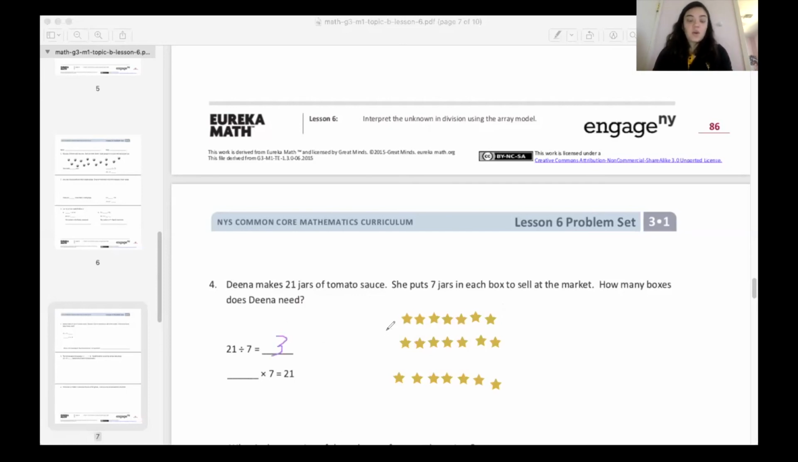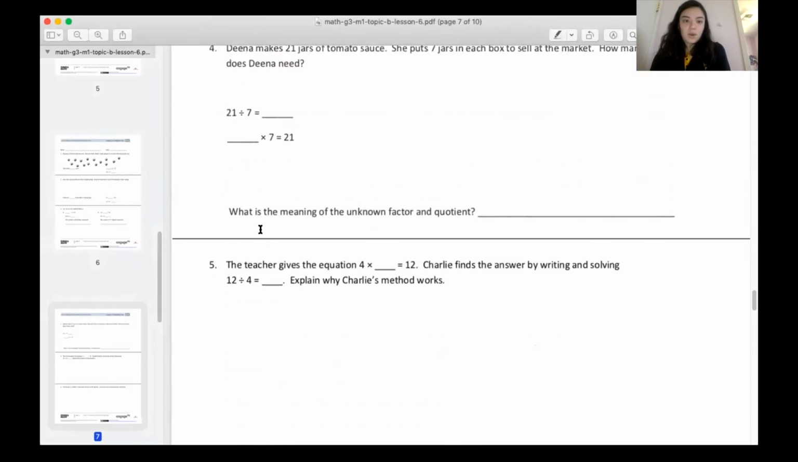3. And if I went the other way and I have 3 groups with 7 each, how many stars do I have in total? It would be 3 times 7 equals 21. All right, so she needs 3 boxes to take to the market. Again, we're not worrying about this one right now because I'm going to do another lesson on that.